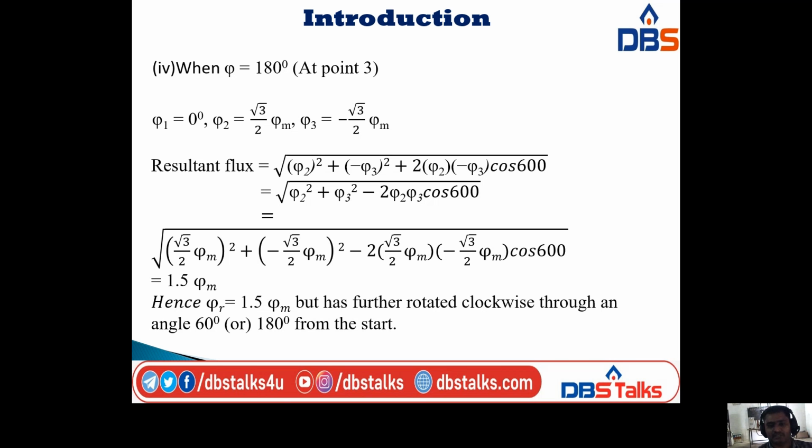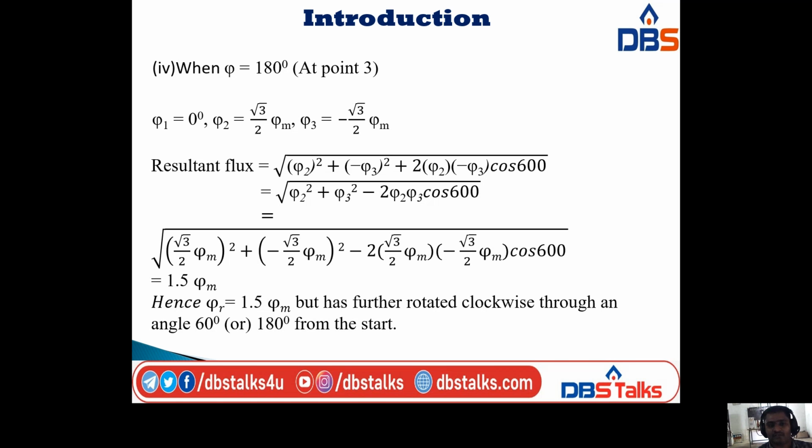So substitute theta equal to 180 degrees in the instantaneous flux value formula, that is phi 1 is equal to phi m into sin theta, phi 2 is equal to phi m into sin of (theta minus 120), and phi 3 is equal to phi m into sin of (theta minus 240). Please substitute this 180 degrees value for theta in the three fluxes.